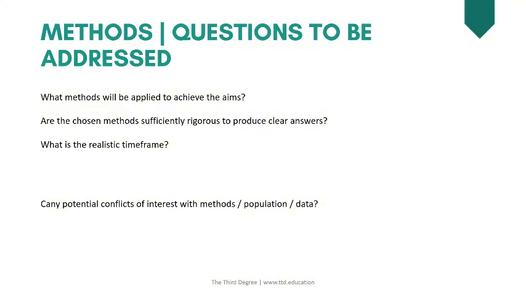So our realistic timeframes have got to work backwards to make sure that if for any reason there are delays, that still fits into the anticipated time frame. And finally, any potential conflicts of interest with methods, population, or data. Now, again, this comes down to the difference between what is acceptable and embraced within a university scenario and what an external organization offering us funds might want.